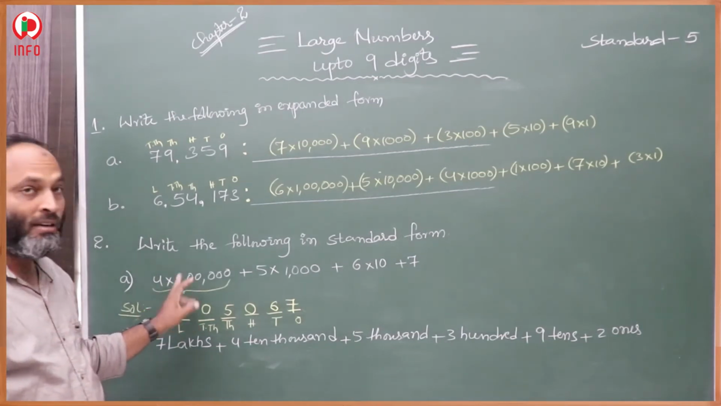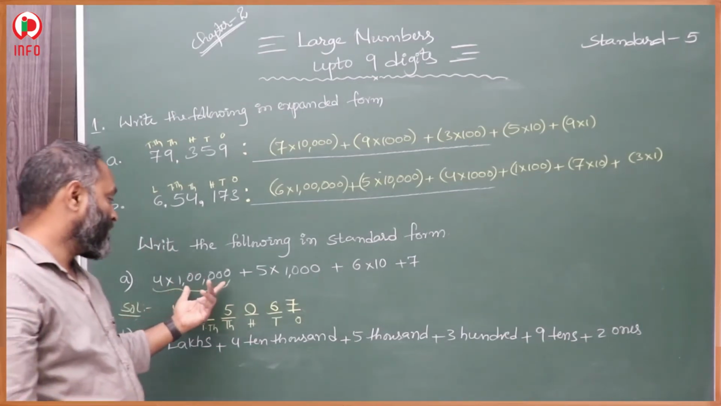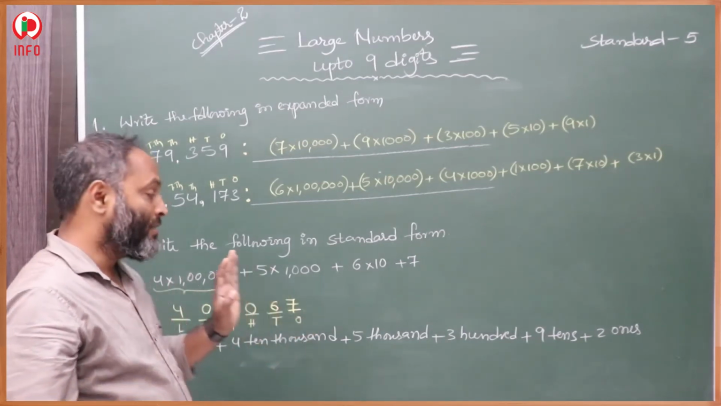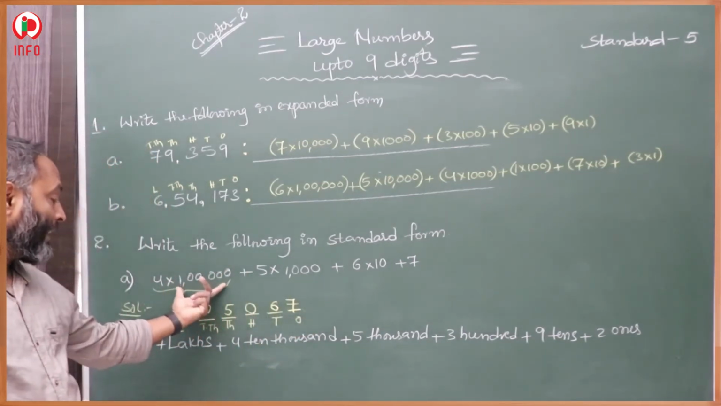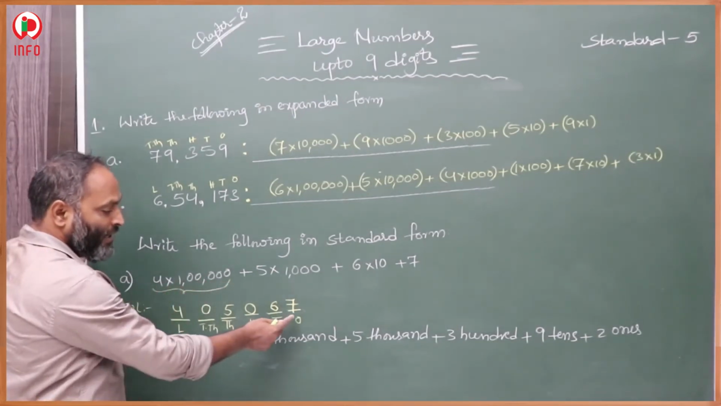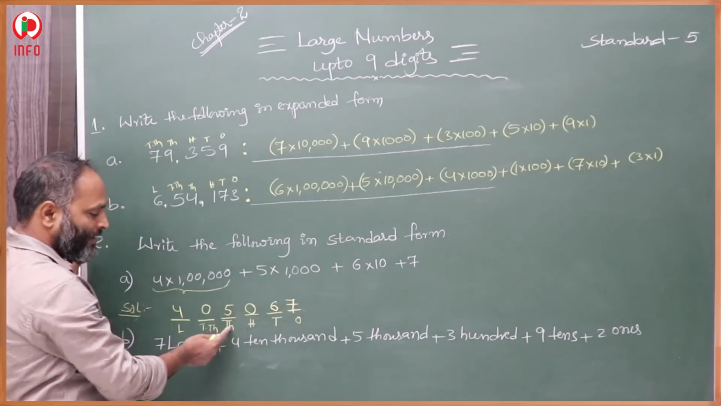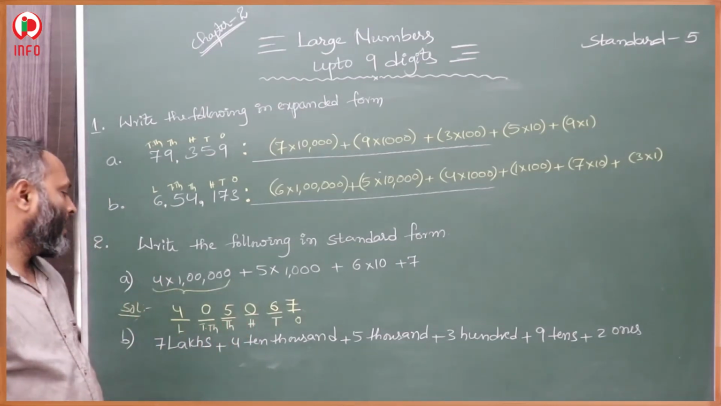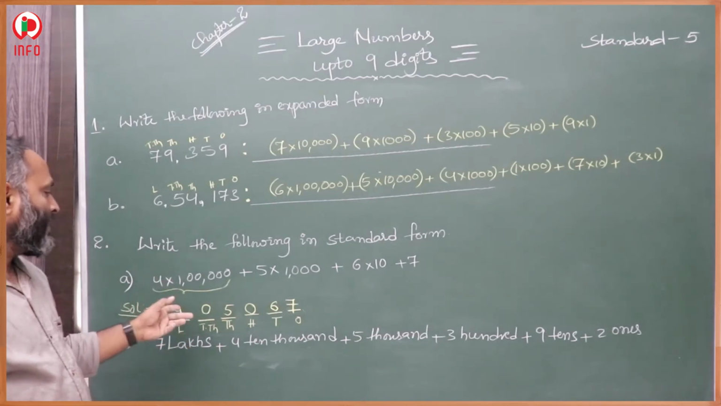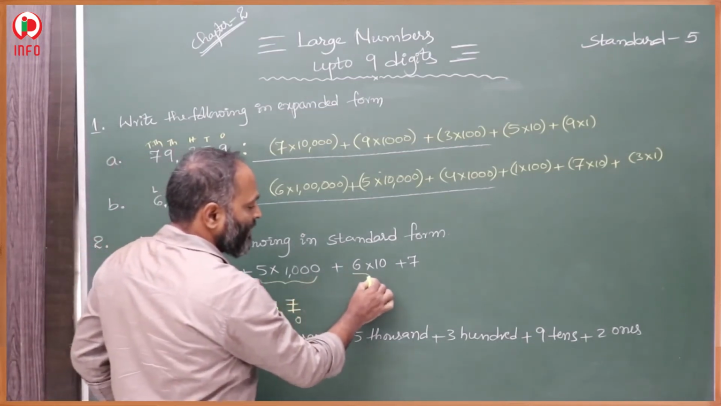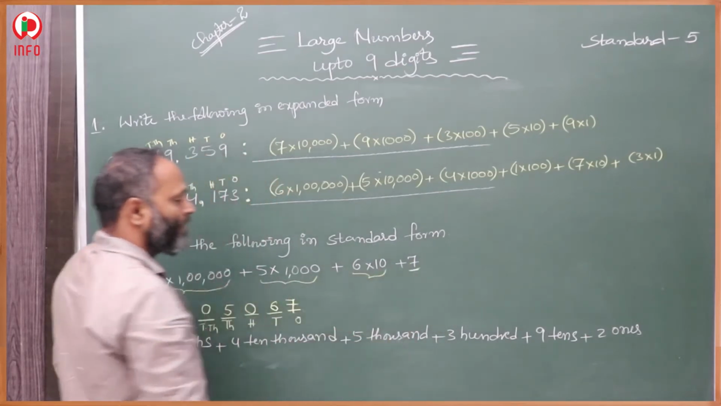First we have to check the first one, whether it is multiplied by 10,000, lakh, whatever it is. Here lakh is given, which means we have to take places up to lakhs: ones, tens, 100, 1000, 10,000, lakh. After considering lakhs, check the numbers. This is first, this is second, this is third, and this is fourth.